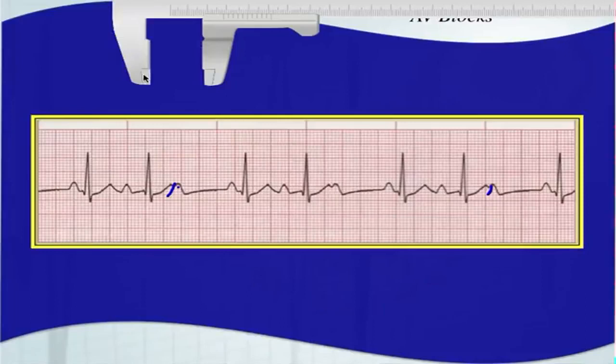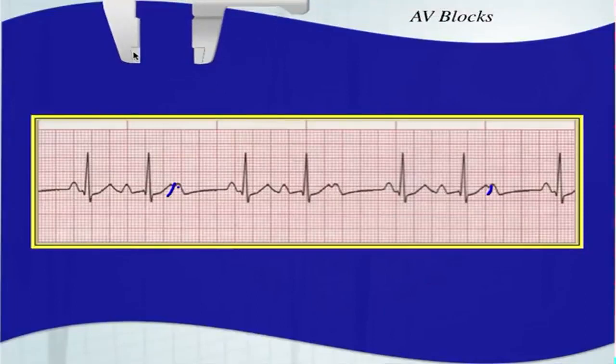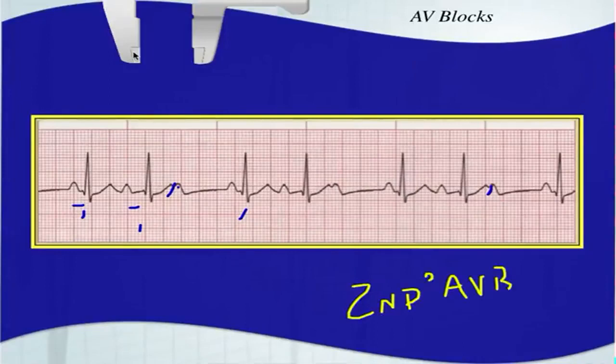So we asked the question, is our PR interval a constant length? It is not. And then you're going to say, well, do I have a P wave for every QRS? And you do have a P wave for every QRS. You also notice you have that going, going, gone pattern. This is a Wenckebach, a second degree type 1 AV block, also known as Mobitz 1.